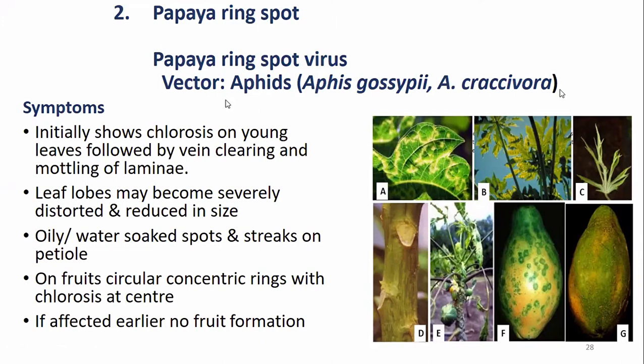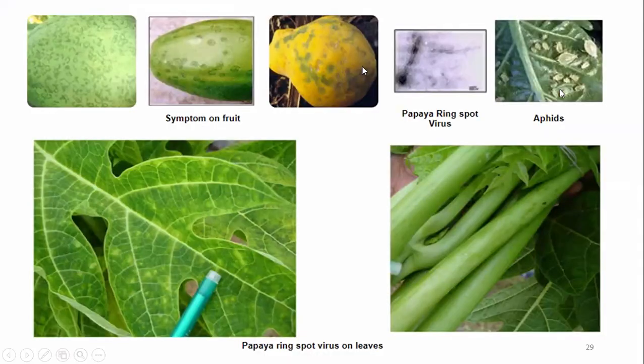Here you can see some symptoms. On fruit, circular concentric rings, and here aphids, and here also on the petiole, water-soaked lesions. Here, chlorosis of leaves. These are the symptoms of the papaya ring spot virus.